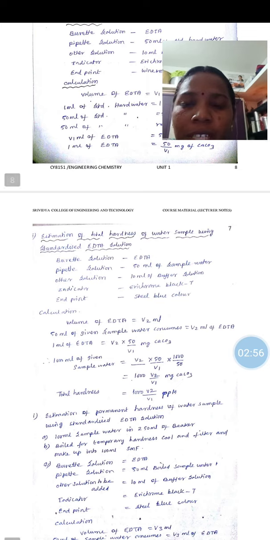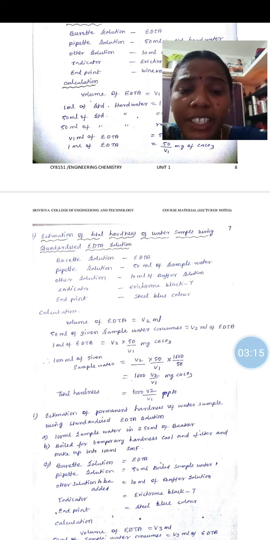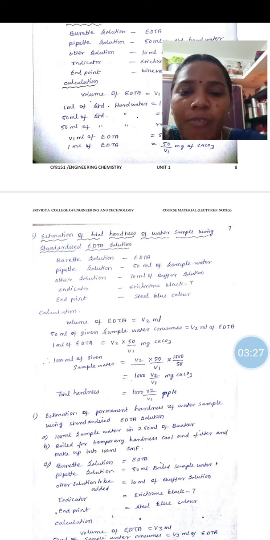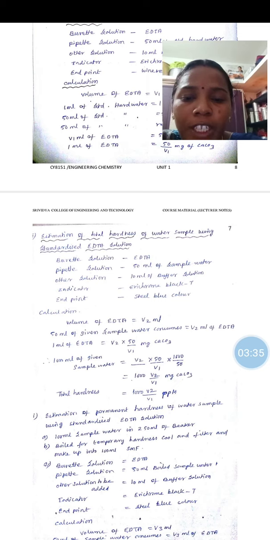The second titration is estimation of total hardness of the water sample using standard EDTA solution. The procedure is the same. Take 50 ml of sample water into a clean conical flask, add 10 ml of buffer solution and 2 to 3 drops of EBT indicator, and the solution becomes wine red. Then titrate against EDTA solution until it becomes steel blue. Note the burette reading. The volume of EDTA consumed is V2 ml. Then we calculate the total hardness of the water sample, which is equal to 1000 V2 divided by V1 ppm.